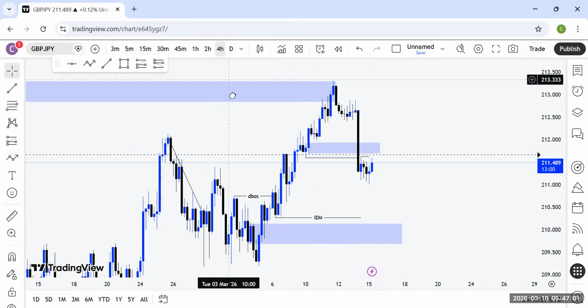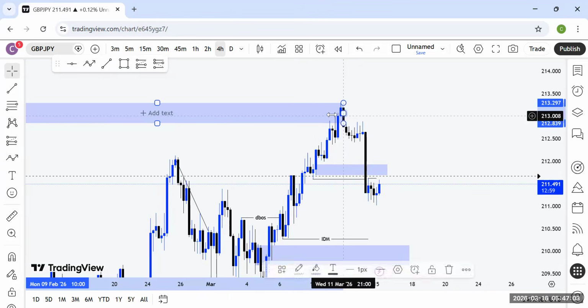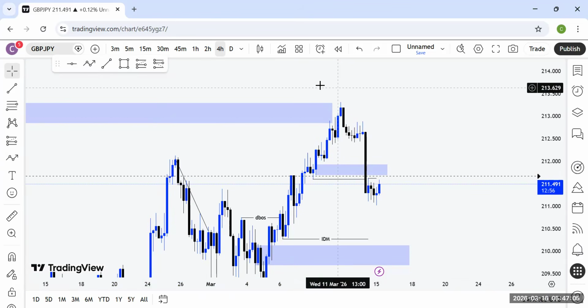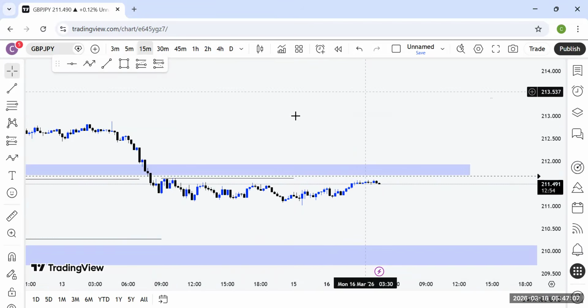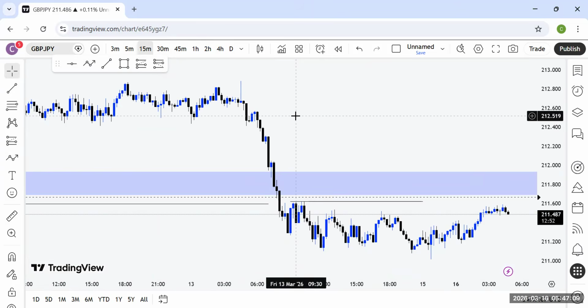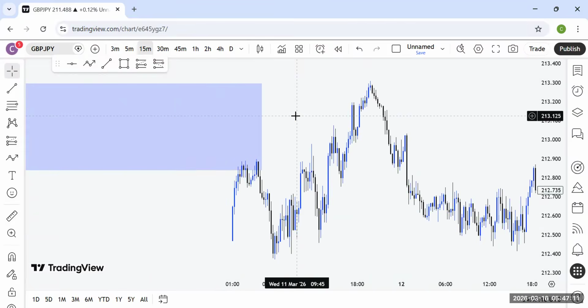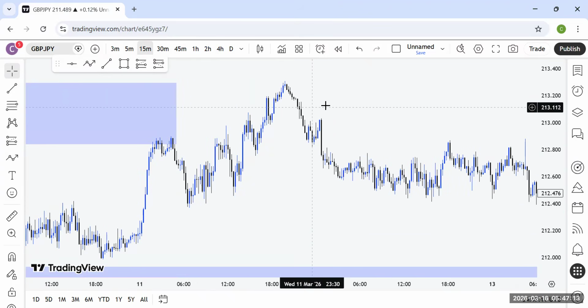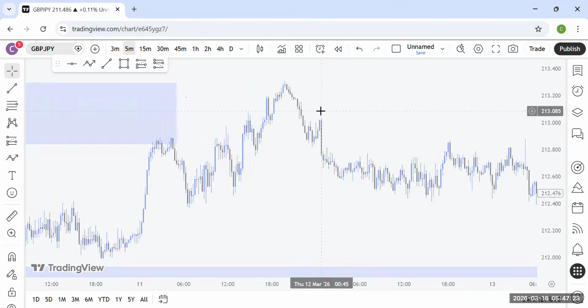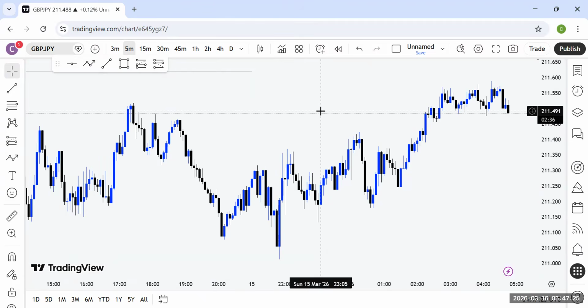Then let me show you how I got my first entry on this, the first sell, because I did not enter immediately. When the market touched the POI the first time, the market was ranging on the POI. I think I used the 5 minute time frame. Let me check. The market was just ranging, dancing around.